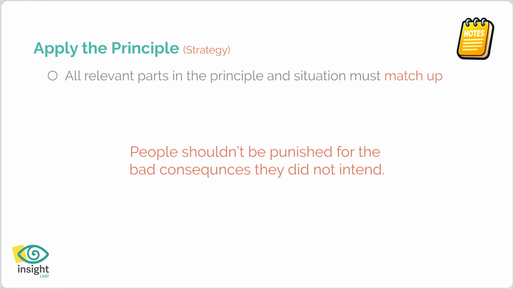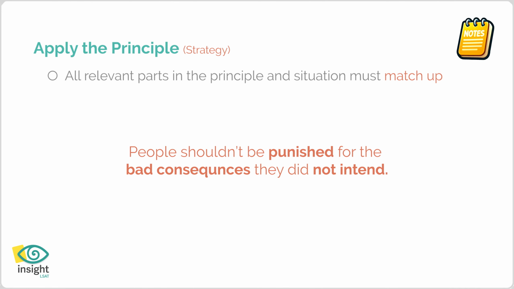So, we'll need to be dealing with people being punished. That's Timmy being grounded or Bob being banned from the gym. But we also need there to be some bad consequences. That's the broken window or the weight being dropped on Tom's foot. And finally, the person being punished needs to not intend those consequences. That's Timmy not meaning to break the glass or Bob not meaning to drop the weight. So just think about the principles as having multiple elements and then make sure that all of these elements match up with something from the situation.